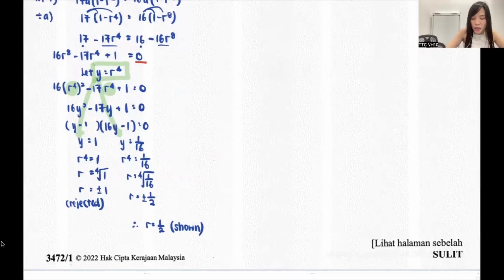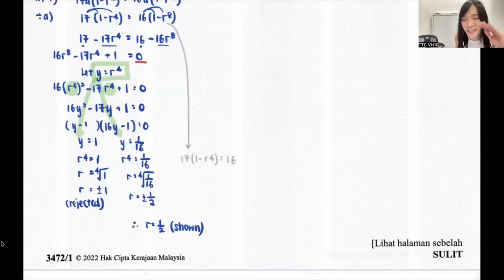I don't know whether some of you have another method or not. If you want another method, as long as you can get this answer, it is fine. So I will show you what other method you can have. This one: 17 times (1 minus r power 4) equals 16. For those who think, teacher, let y is so hard.